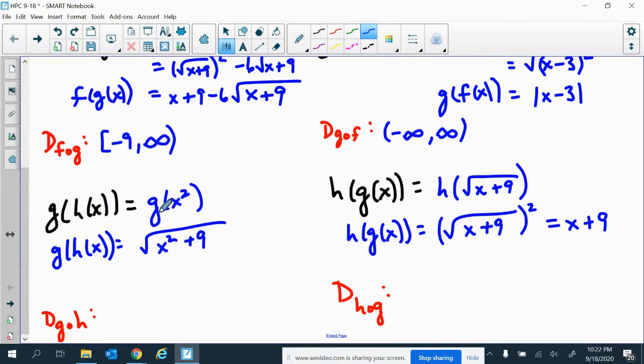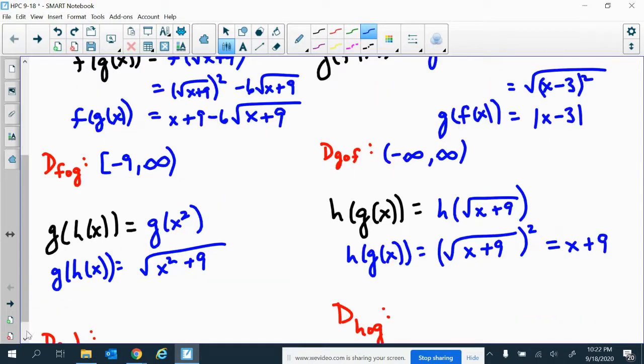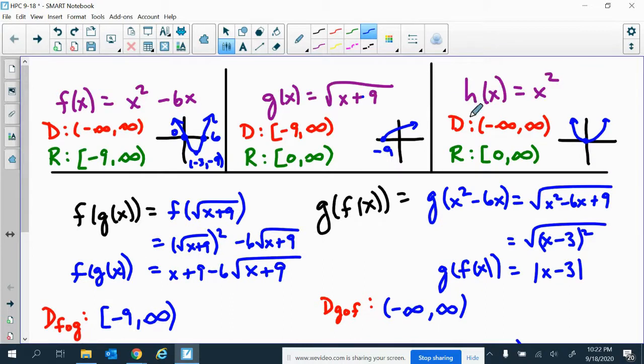G of h is g of x squared. So then I'm going to replace x with x squared in g. So this becomes x squared. So it's root x squared plus 9. Now, if I look at the domain of h, that's negative infinity to infinity. So it has to at least be as restrictive as all real numbers. So I know that's not too restrictive.